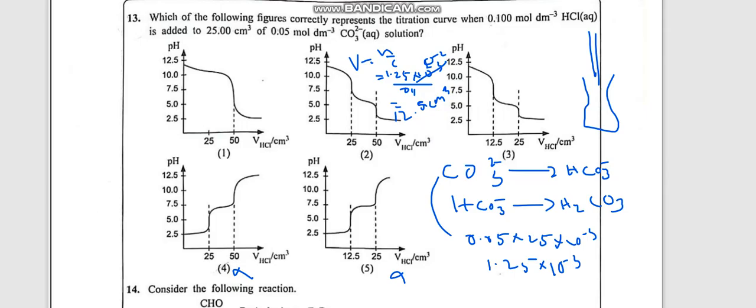How did I find it? I found the moles of carbonate. It reacts 1:1 only, so the same moles you need for HCl also. Keeping that moles and concentration, I found the volume of HCl required for the first equivalence point. That is 12.5 cubic centimeter.